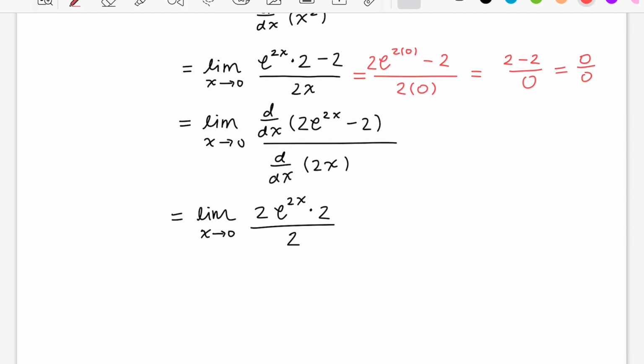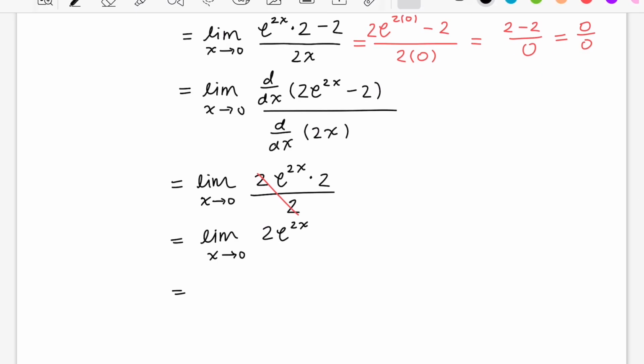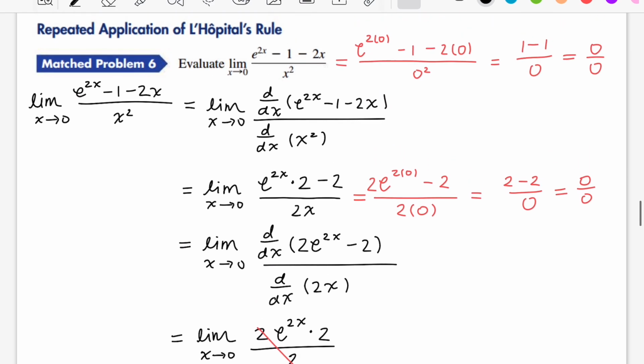Another thing we notice is we have 2 2's that cancel. We have 1 2 in the top and 1 on the bottom. So we end up with 2e to the 2x, because this 2 is still here, multiplying e to the 2x. Alright, so now let's evaluate this limit. We'll get 2 times e to the 2 times 0. So we just end up with 2, since e to the power 0 is 1. Alright, so that is our answer. So we do have to use L'Hopital's rule multiple times if we ever get indeterminate form as we're evaluating.